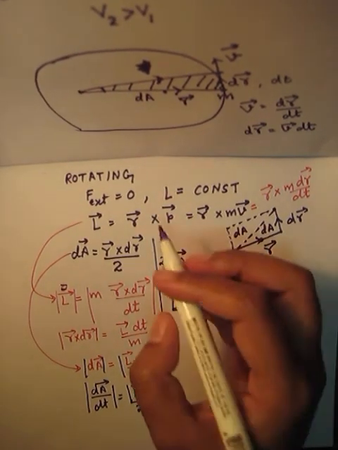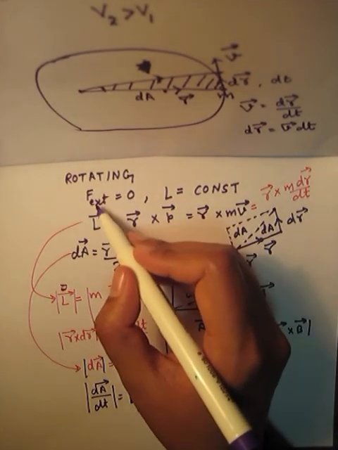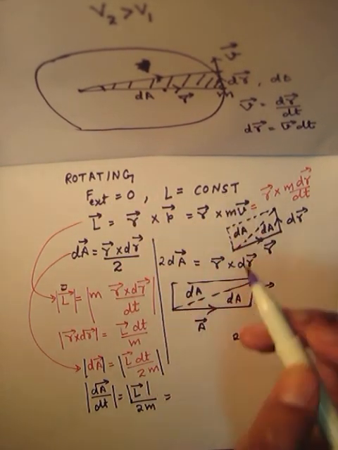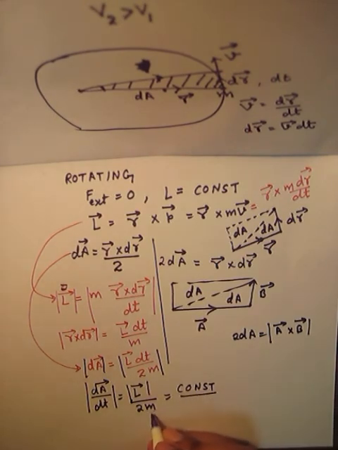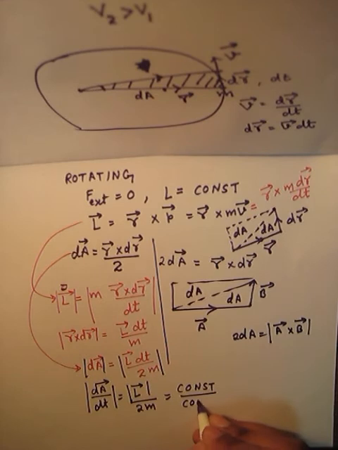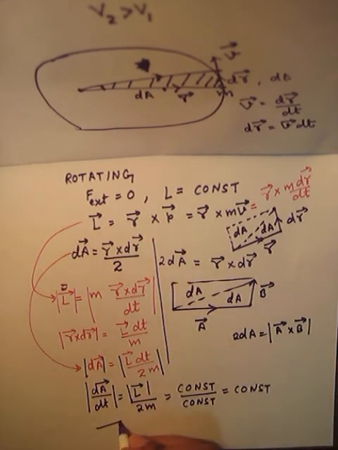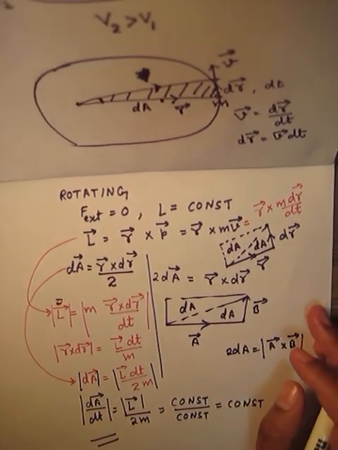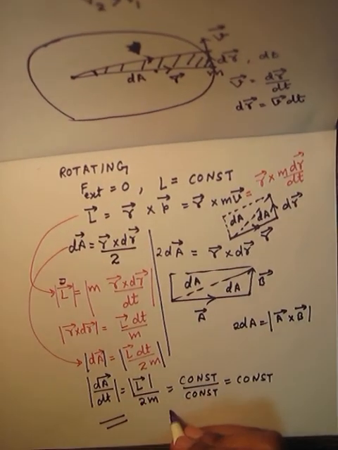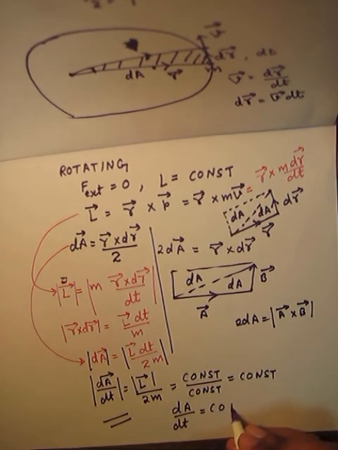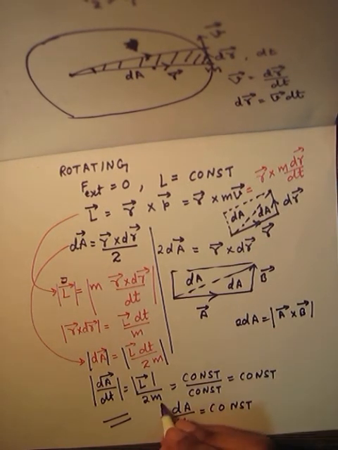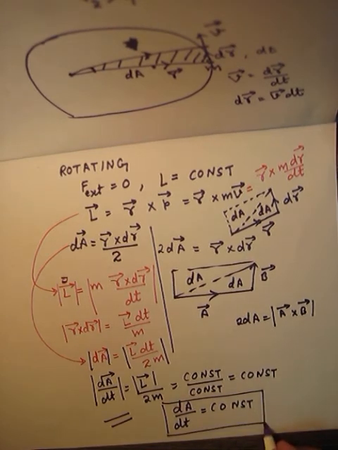As we've already said, it is a rotating object, and if the force is 0, L will be constant. The mass of the planet is also constant, so this entire quantity will be a constant. Thus we prove the statement we made right at the beginning, that dA upon dt is equal to a constant in planetary motion when the planets are traveling in an ellipse.